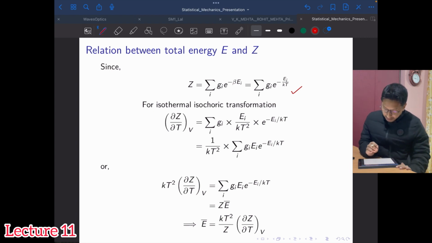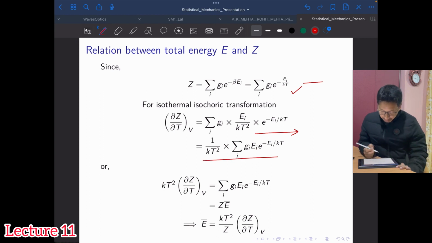So volume is constant here, so the expression, this one, you need to differentiate with respect to temperature, keeping volume constant, and then I'll be getting this particular expression. Okay, and follow up. So the kT square is constant of summation, so I can take it common, and then I will remain with this particular expression.